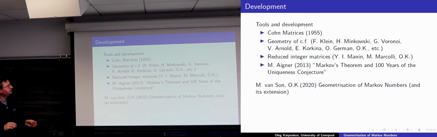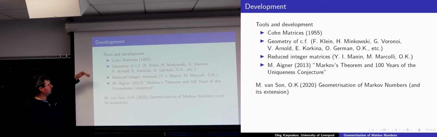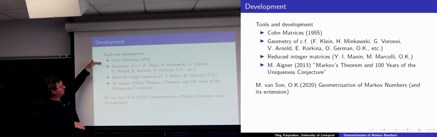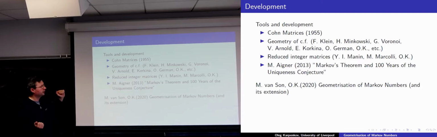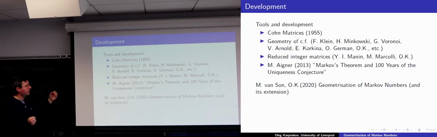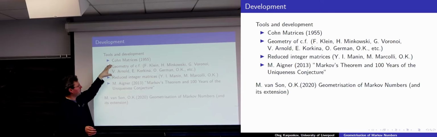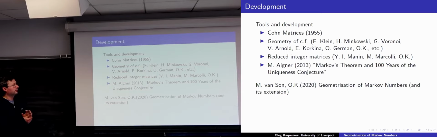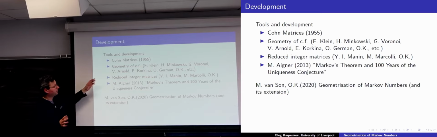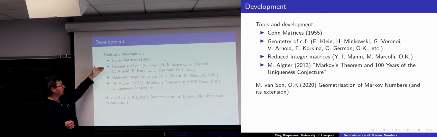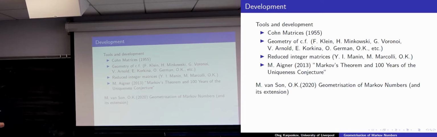Great, so here we outline a few tools that I used in the study of the theory. There are cone matrices, we will speak about them later. Then continued fractions and their geometrical approach. Starting probably from Jacobi, this type of continued fractions was first considered by Klein and Minkowski. Voronoi proposed other generalizations. And then there was a big gap after which Arnold revived them. I think he reinvented them, but then he realized that he was not the first.